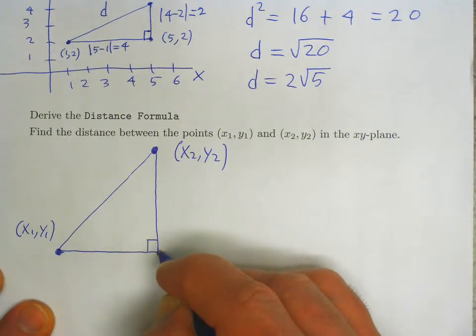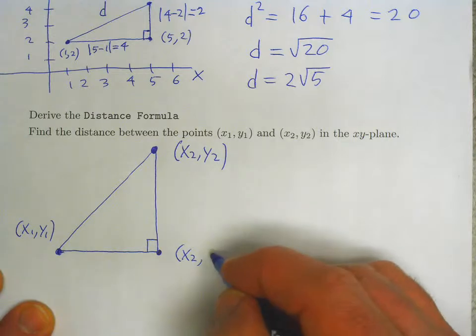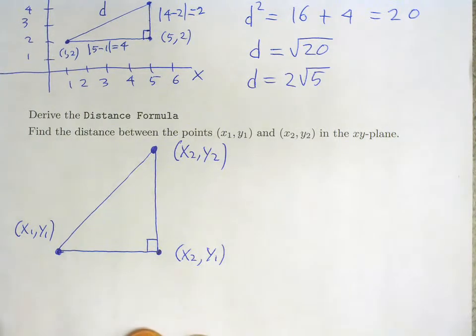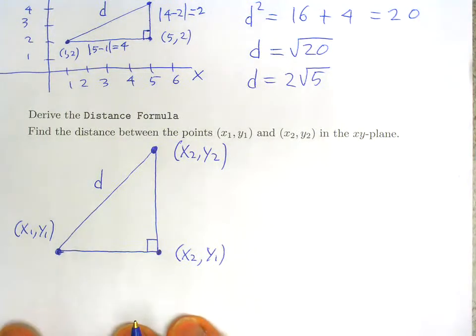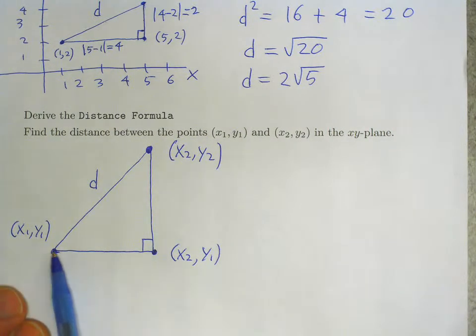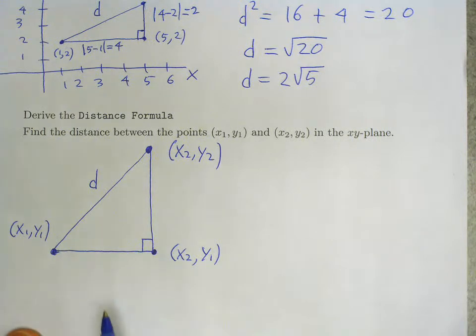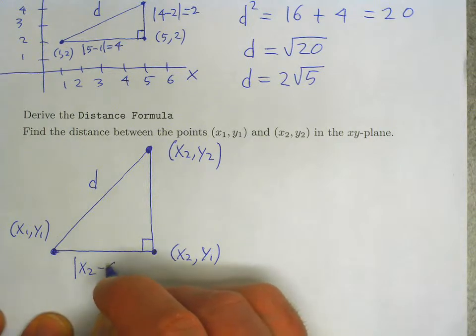Okay, the x and y coordinates of the vertex of this right angle. See, the x coordinate of this point is x2, and the y coordinate of that point is y1. So we'll label the hypotenuse d to represent the distance between x1, y1 and x2, y2. But the horizontal side of this right triangle is the absolute value of the difference in the x coordinates. So here I'll just write the absolute value of x2 minus x1.